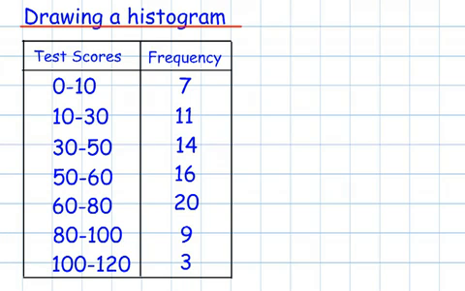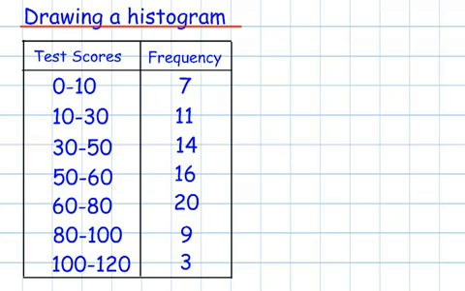Drawing a histogram. You'll be given a group data table, which is the same kind of table that you'll have for finding the mean, a cumulative frequency diagram or a histogram. So this table is about test scores and frequency. So 7 people scored somewhere between 0 and 10, and 11 people scored somewhere between 10 and 30.